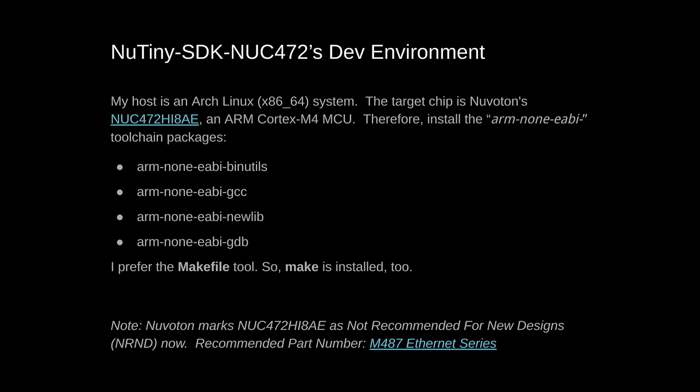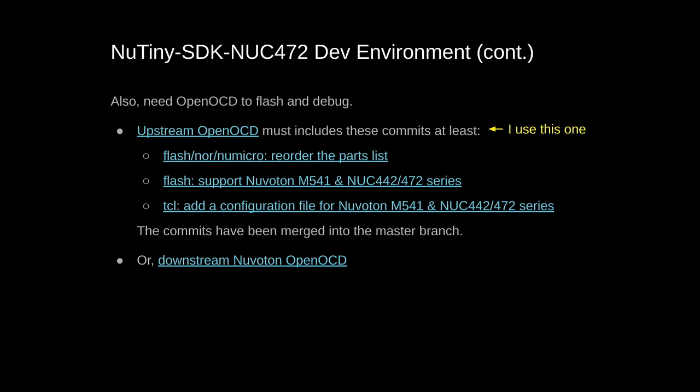Okay, here's the example of the Nu-Tiny SDK development board. My host is an Arch Linux x64 system, and the target chip on the development board is Nuvoton's NUC472 chip, an ARM Cortex-M4 MCU. Therefore, I have to install a cross-compiler toolchain with the prefix arm-none-eabi. Arch Linux already provides the corresponding packages: arm-none-eabi-binutils, GCC, newlib, and GDB. And I also need OpenOCD to do the flash and debug things.